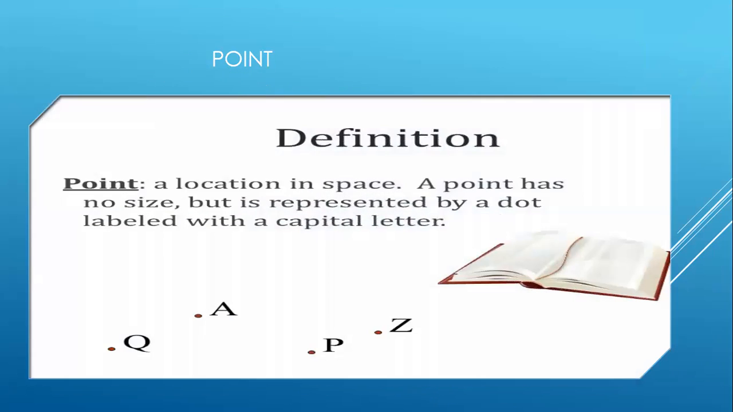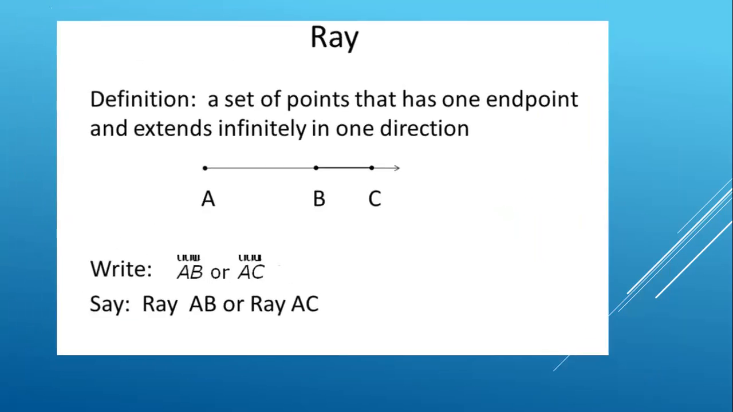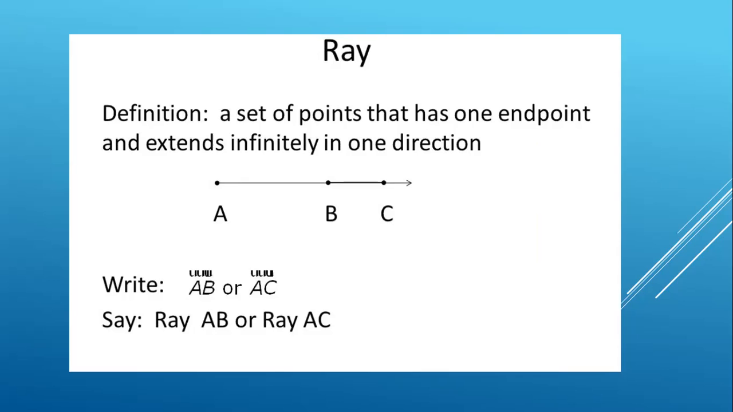So first of all, what is a point? A point is a location in space, and a point has no size, but it is represented by a dot labeled with a capital letter. What is a line segment? A line segment has two endpoints, and a line will continue on both the sides. A line has no endpoints, but a line segment has two endpoints. Then a ray has only one endpoint, and on the other side it moves infinitely.